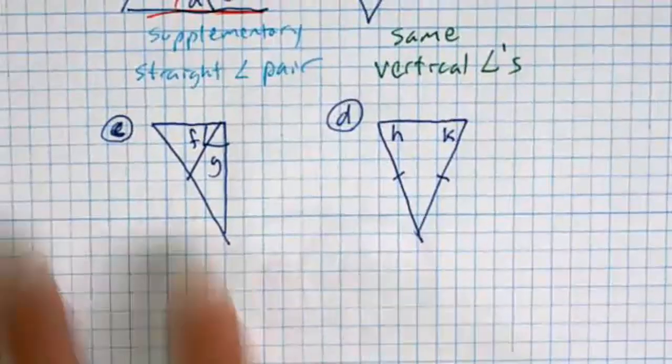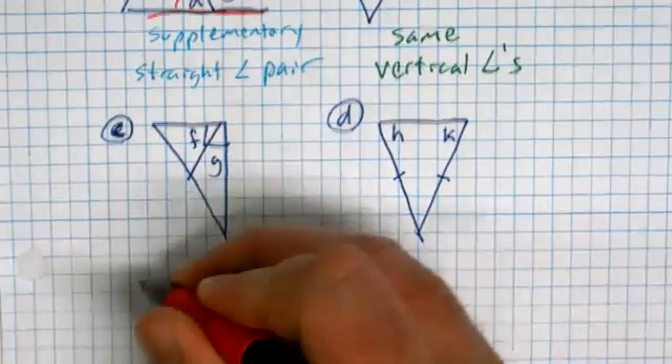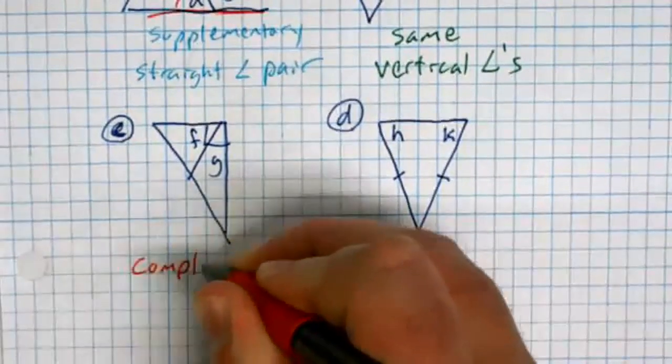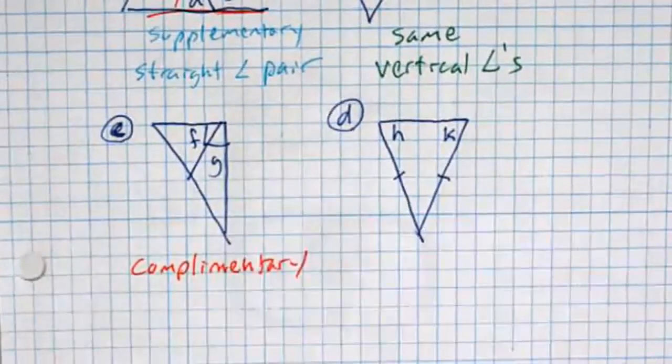All right, F and G here. Add to 90, add to 180, are the same. What do you think? Complementary? You're right. Can complementary angles add up to 90? And how do we know they add up to 90?